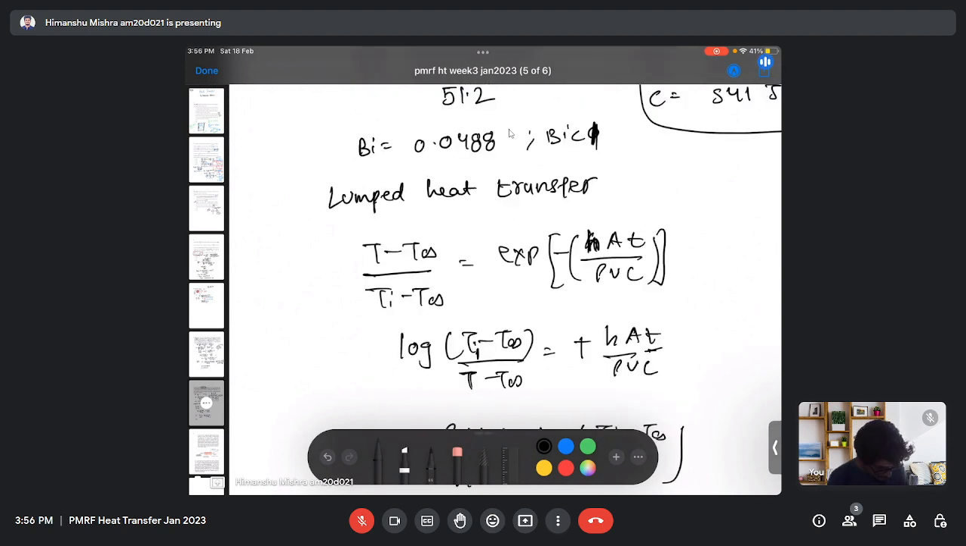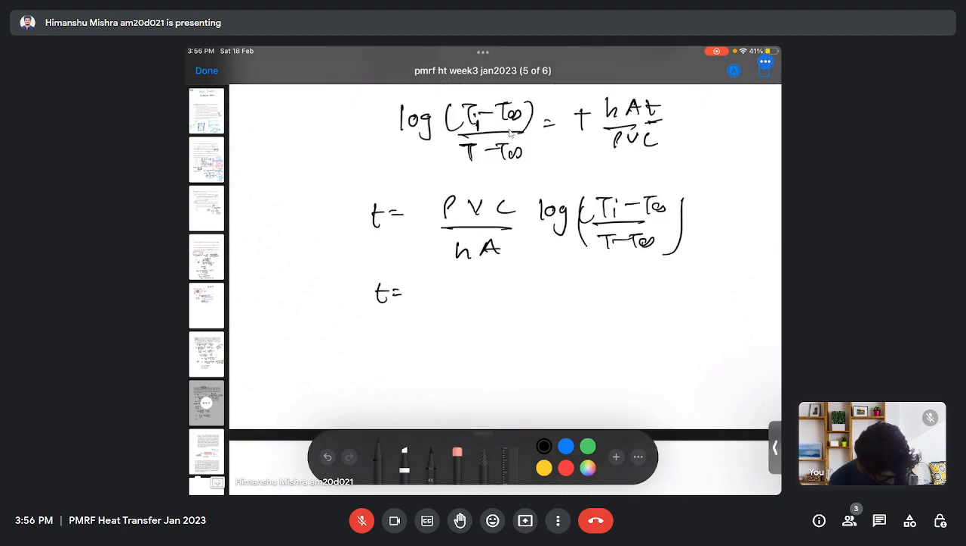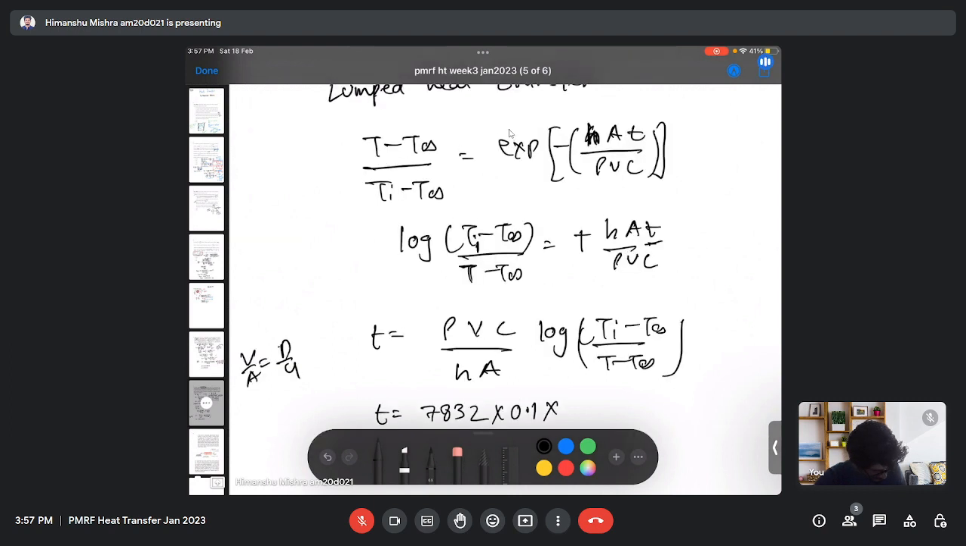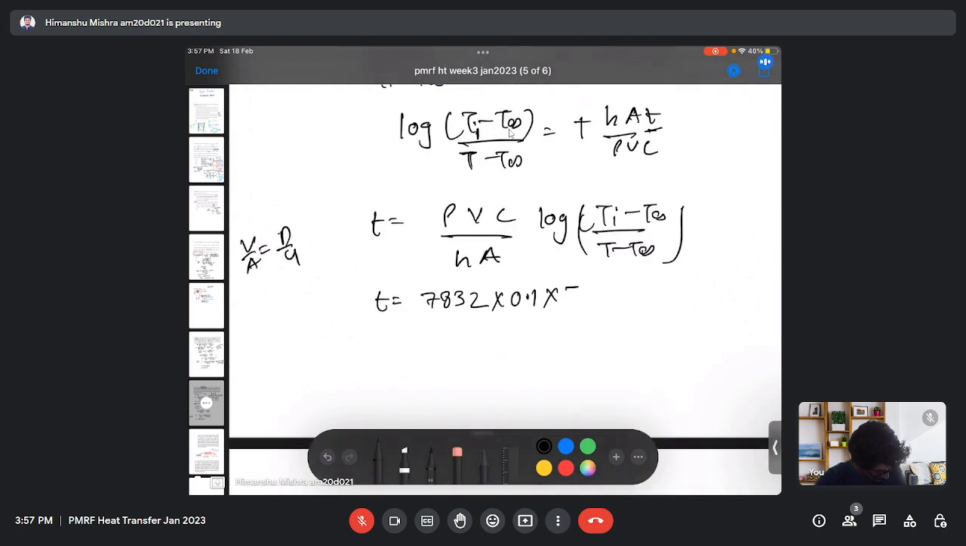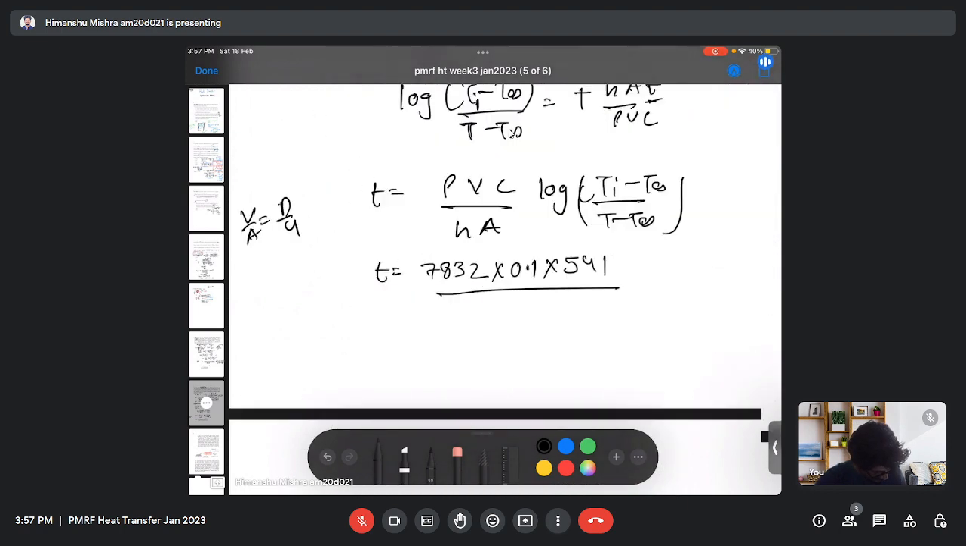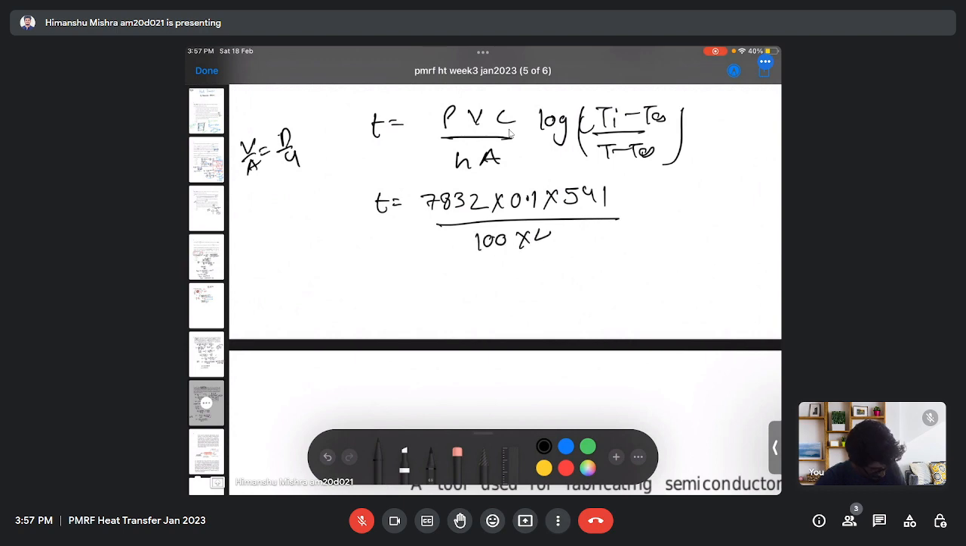So we just need to substitute the value, and my V by A area will be just D by 4 for the cylindrical case. C is 541 and my heat transfer coefficient is 100 W/m²K.